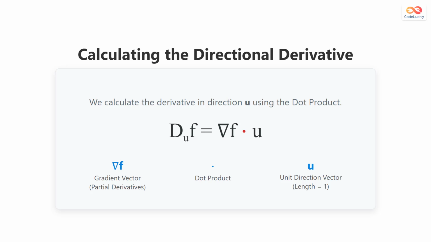Here is how we use it. To find the slope in a specific direction u, we take the dot product of the gradient vector and the direction vector u. This simple formula connects the geometry of the surface to the direction we are traveling.